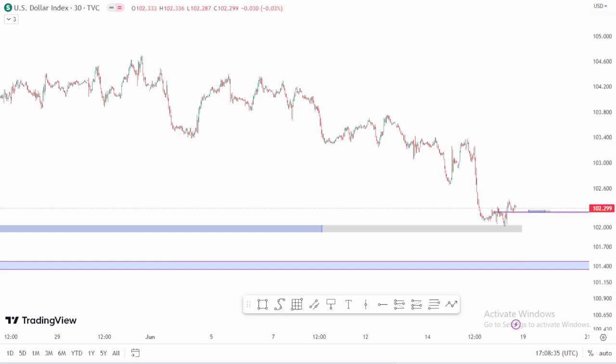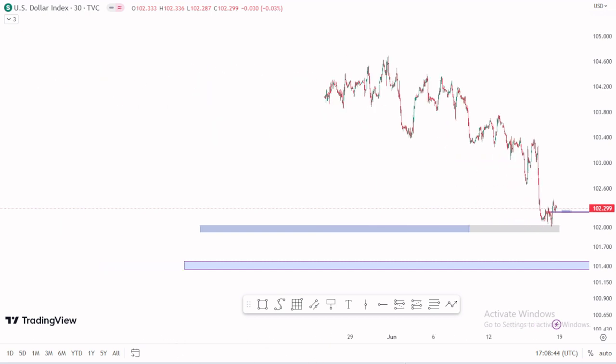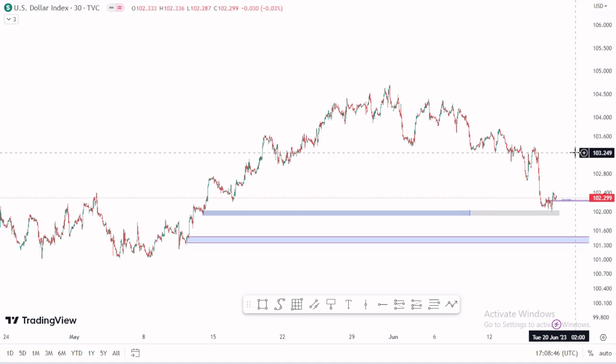So guys, even very recently we provided some setups. Those that took advantage, I'm pretty sure that you made some money. So guys, let's not waste a lot of time. Let's analyze. We see what the DXY has for us.